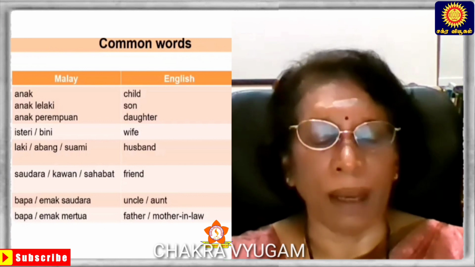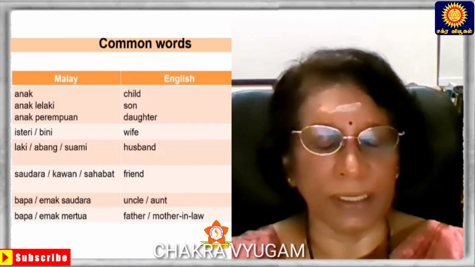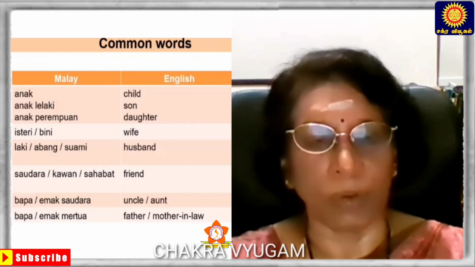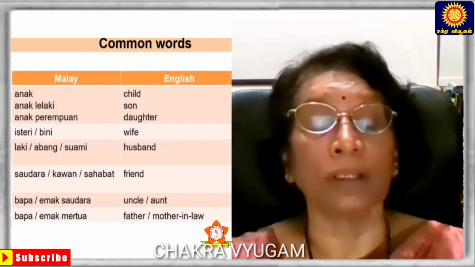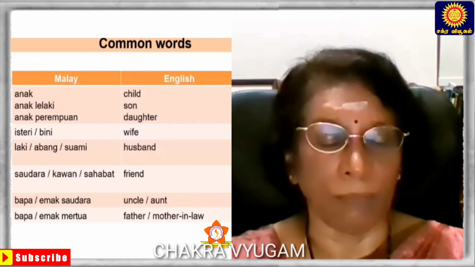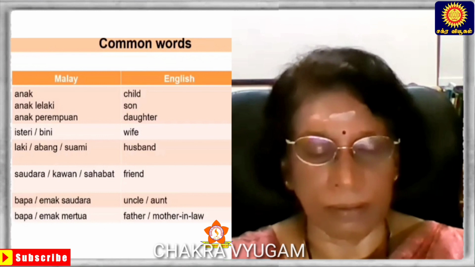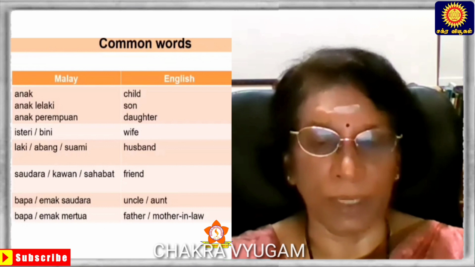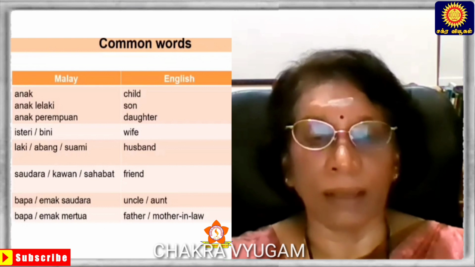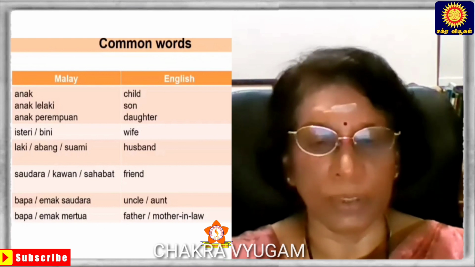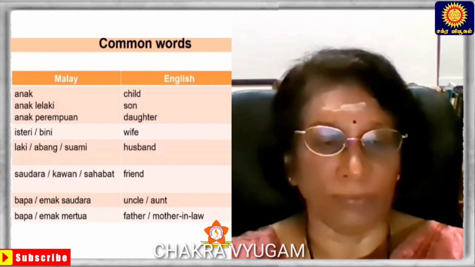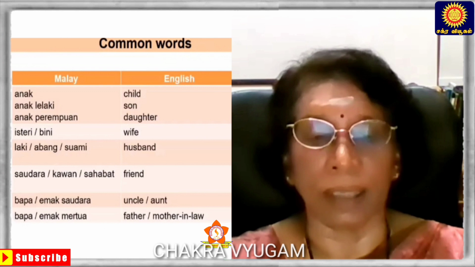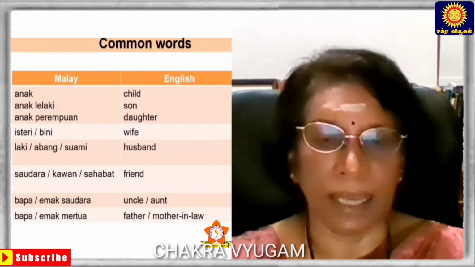Bapa and mak saudara. Now we have learned pakcik and makcik. Now those are general auntie and uncle for someone older. But if they are your real uncle and auntie, they are your bapa or mak saudara. Similarly, bapa and mak mertua would be someone's father and mother-in-law, right? So we are using the same words for the father and mother, but we add this mertua to mean that they are the in-laws.